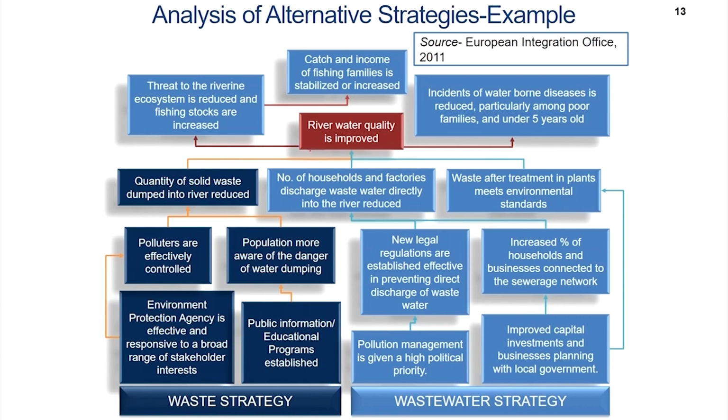So, if you look at the focal point here, the river water quality is improved. Now, the alternative strategies could be: quantity of solid waste dumped into the river reduced because of the Environmental Protection Agency and public information. So, this is a waste strategy, whereas this is a wastewater strategy. The waste strategy is a strategy of reducing pollution by controlling through the Environmental Protection Agency and public information educational programs, and the wastewater strategy by giving high political priority to pollution management, improved capital investments in business planning and so on.